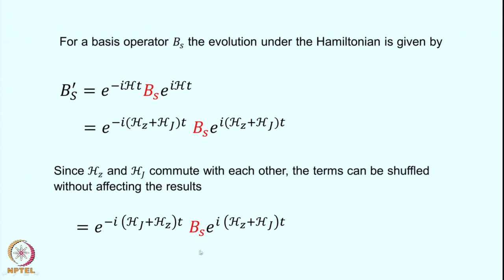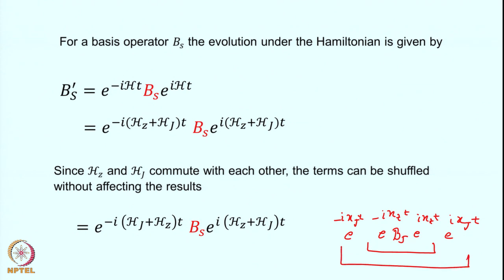Explicitly, the central term will represent chemical shift evolution. So let me write that explicitly here: Bs, e to the minus i Hz t, e to the i Hz t, and then e to the minus i HJ t and e to the i HJ t. This particular term here is the chemical shift evolution, and after that, this will be the J evolution. So we will first calculate the chemical shift evolution of a particular basis operator Bs.